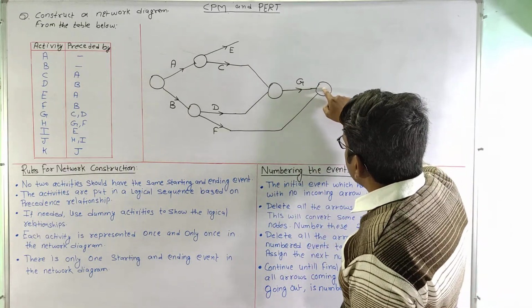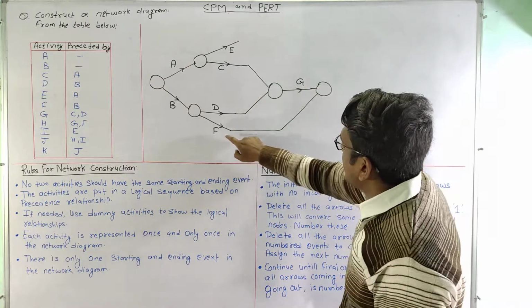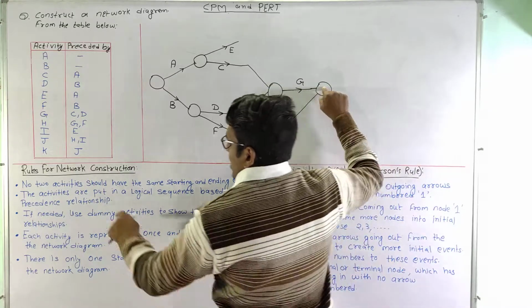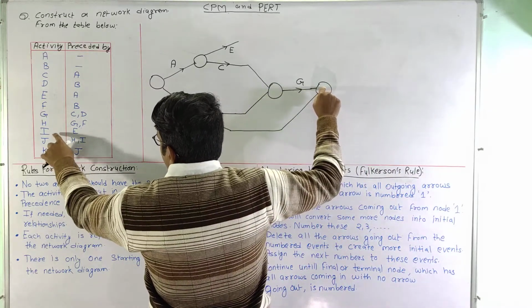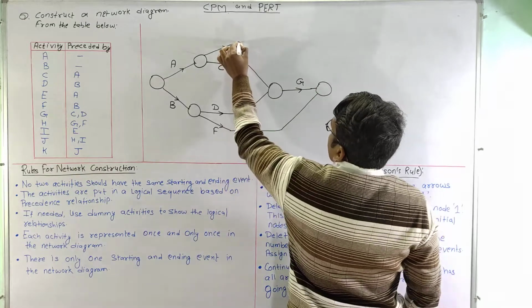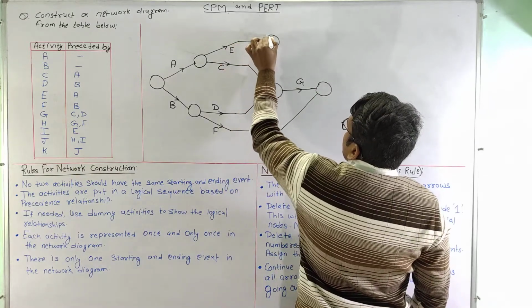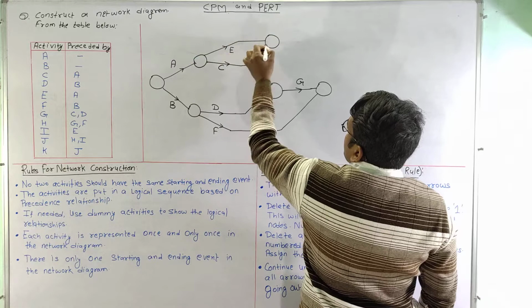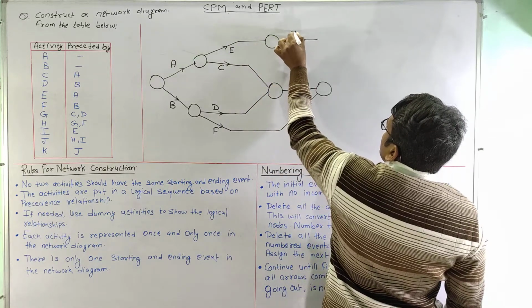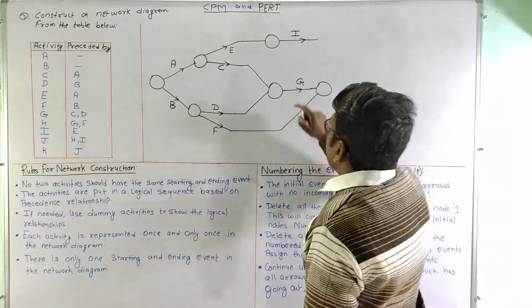So this node suggests that activity G and activity F are completed at this point of time. Now activity I is preceded by activity E. So we will select this, that if activity E is completed here, activity I can be started from this node.